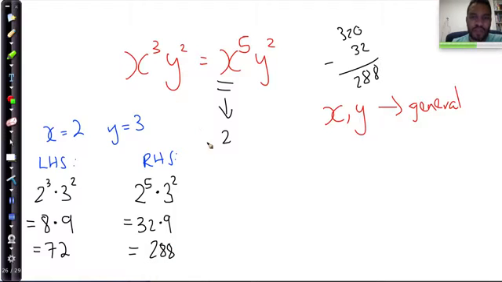So is the statement true? No. The statement is false. Why? Because when I chose x equal to 2 and y equal to 3, it failed. It was false because I showed there's at least one x and y where things don't work.